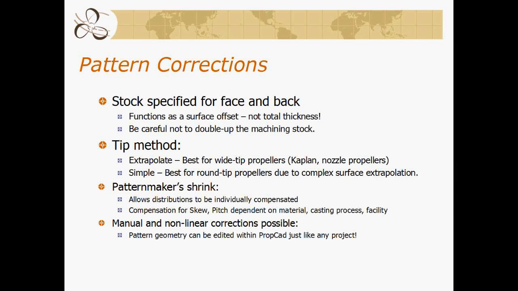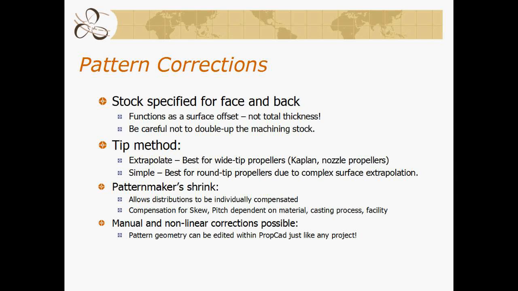The stock that we added to the propeller surfaces was specified for the face and for the back. So just realize that we didn't add 1/8 of an inch to the total thickness. We actually added 1/4 of an inch, because we added 1/8 of an inch on the face and 1/8 of an inch on the back. So just be careful that you don't double up on the stock offset.